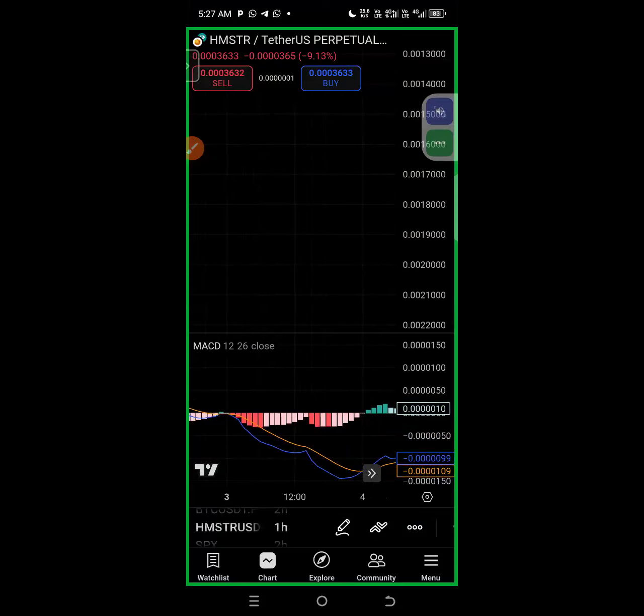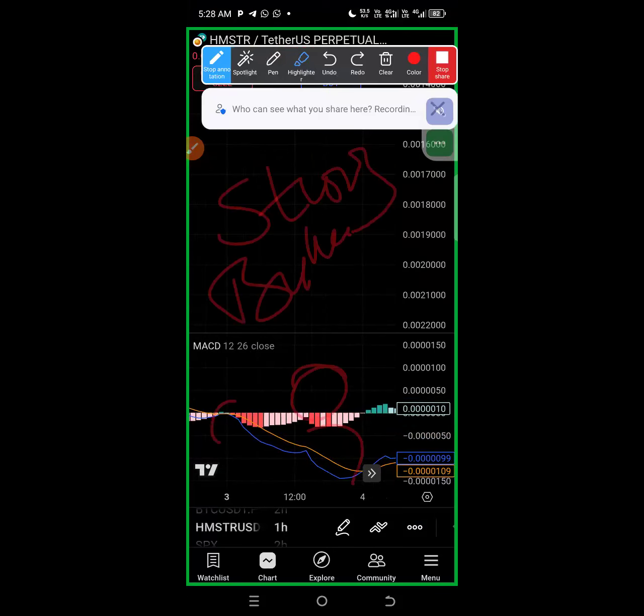Okay. So over here, this is a typical example of the crossover happening below, right? I guess you can observe that this is a typical example of crossover happening below.